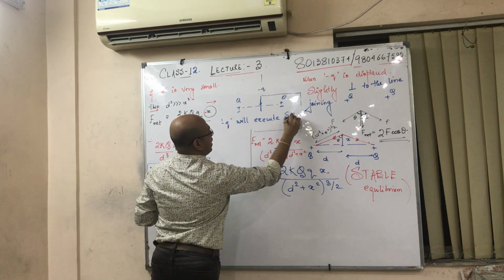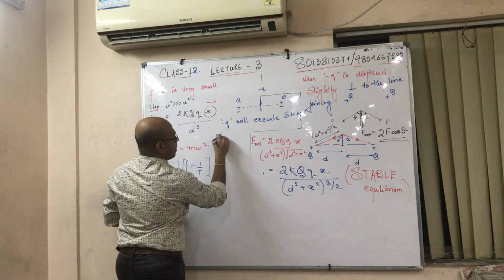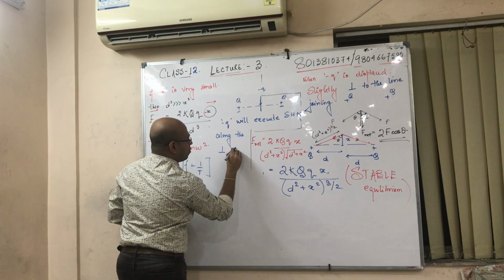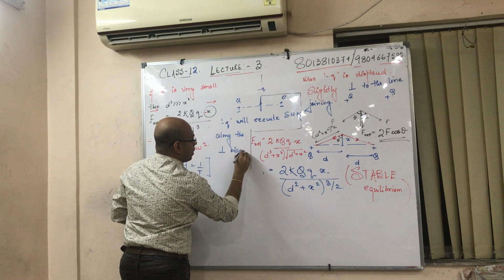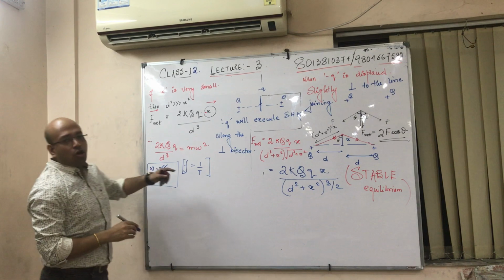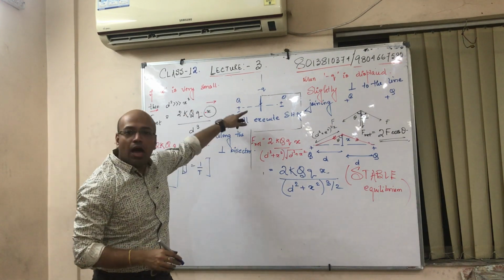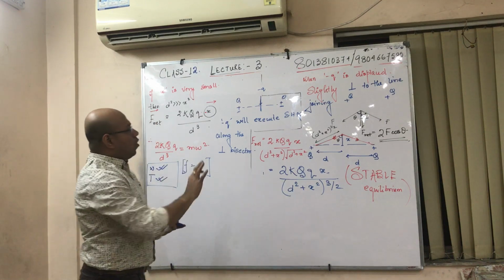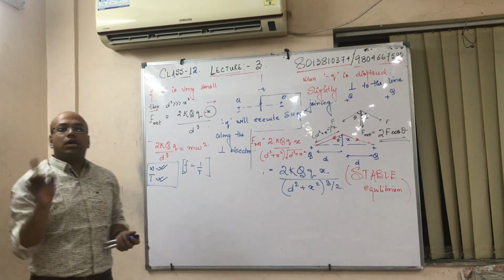Minus q will execute SHM along the perpendicular bisector. So we have done all the cases.